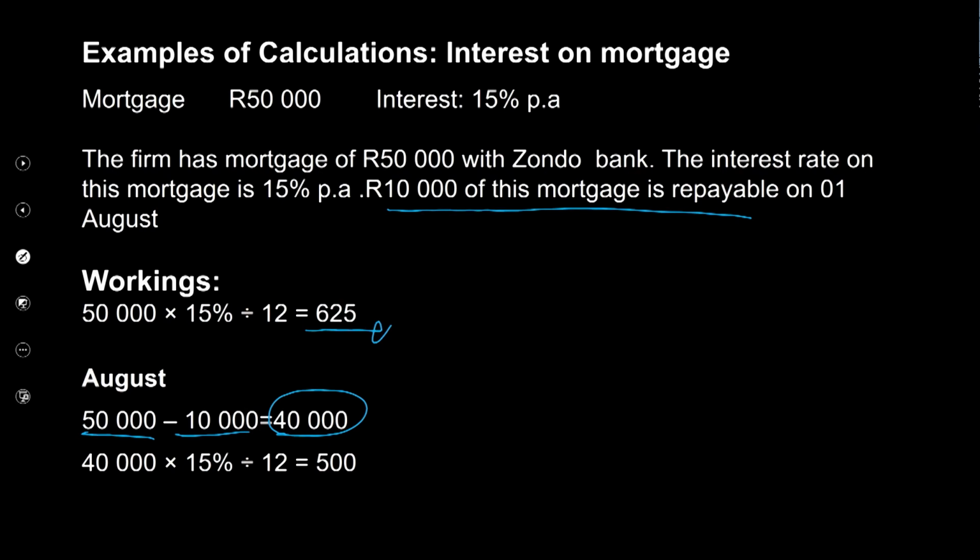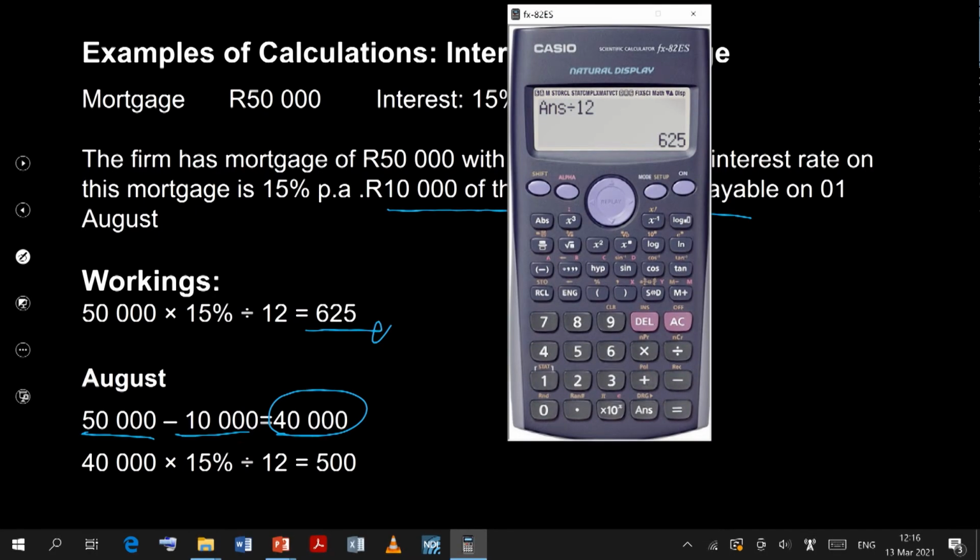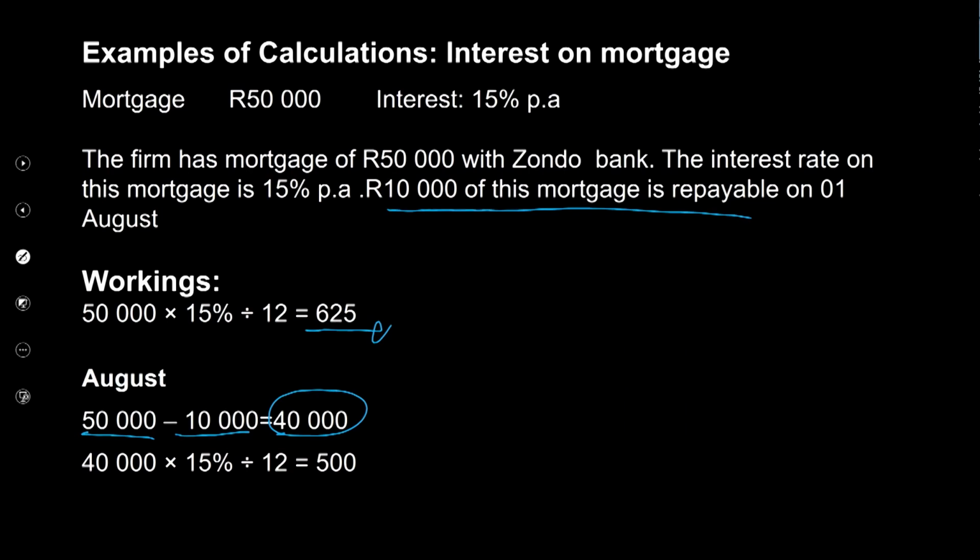Okay, now we take the calculator out again and we say 40,000, which is the new amount of the loan, times your 15%, divided by 12 will give you a figure of 500 Rand. Clearly you can see, as a result of the repayment of the loan, the interest will also decrease.